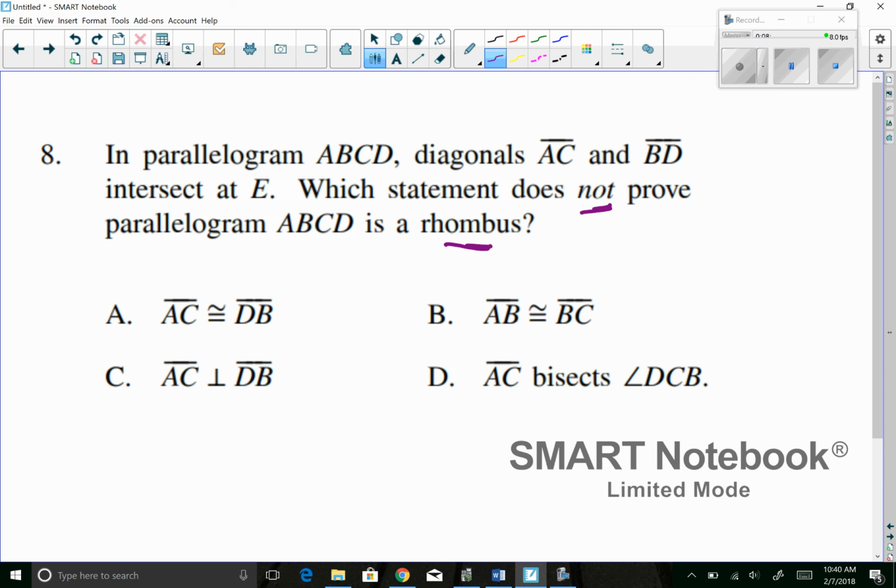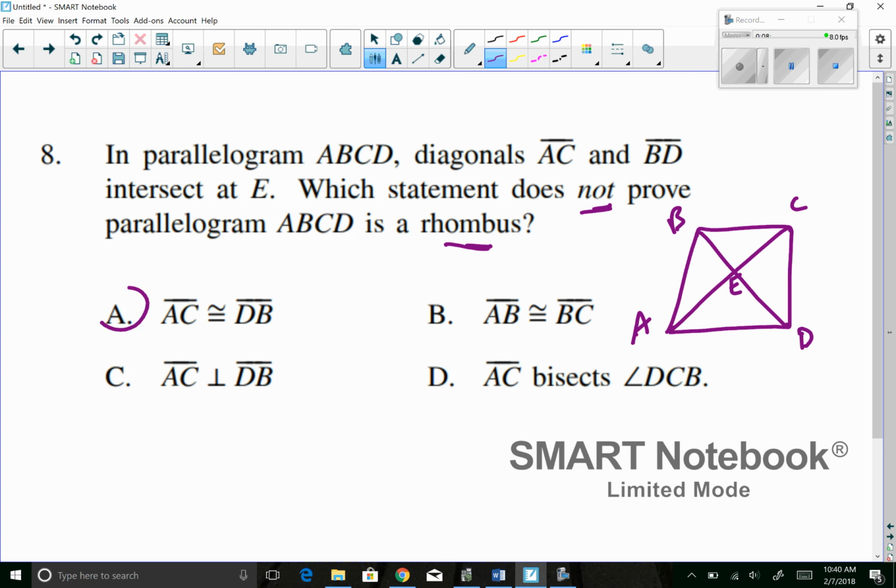Okay, so if I just draw a rhombus, A, B, C, D, you can even draw in the diagonals here at point E. So it says that AC is congruent to DB. That's never going to be true for a rhombus, so that's the answer. Meaning the other 3 choices must be true, right? Remember, a rhombus does not have congruent diagonals.